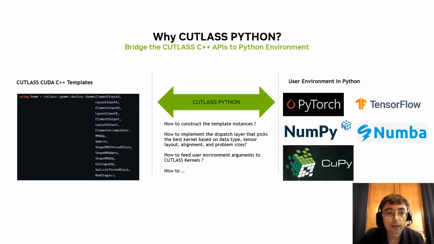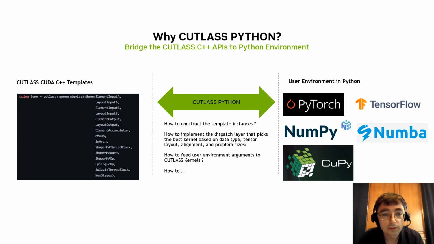CUTLASS Python. CUTLASS Python is intended to bridge the gap between CUDA C++ templates and user environments in Python, including PyTorch, NumPy, CuPy, TensorFlow, and Numba. In this figure, the left-hand side shows a typical CUTLASS GEMM instantiation.